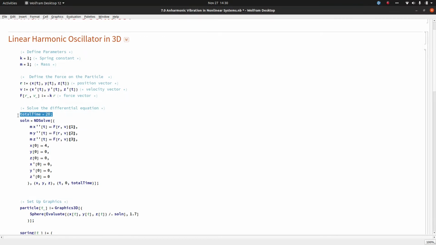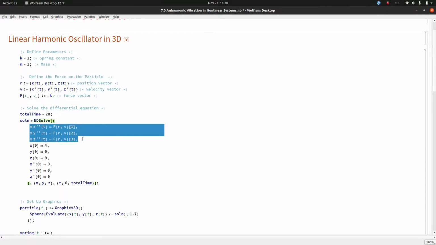Once we have these, we can solve our differential equation over some range of time. We're going to use DSolve here mostly because I'm going to be copying and pasting this when we get to the nonlinear harmonic oscillator, so we will need to solve it numerically. But we can just write out the equations of motion for each of the three directions.